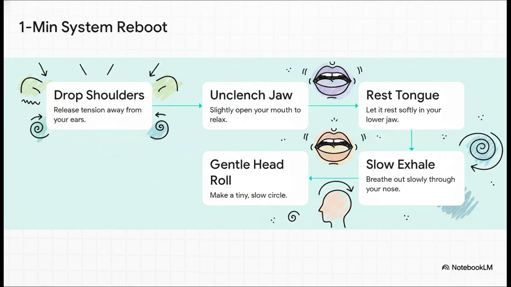Seriously, try this with me. First, consciously drop your shoulders down, away from your ears. Next, just let your jaw go slack and let your tongue rest softly. Now, take one slow, really long exhale through your nose. Try to make it longer than your inhale. And finally, just a tiny, gentle head roll. That simple sequence, right there, instantly turns off that false threat signal and helps you get your focus back.